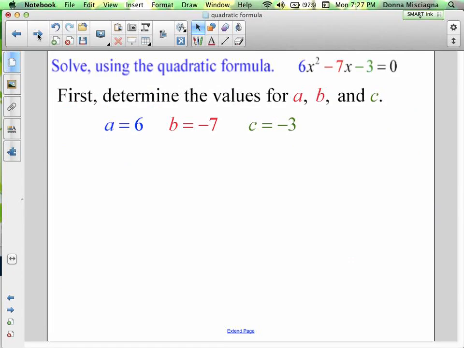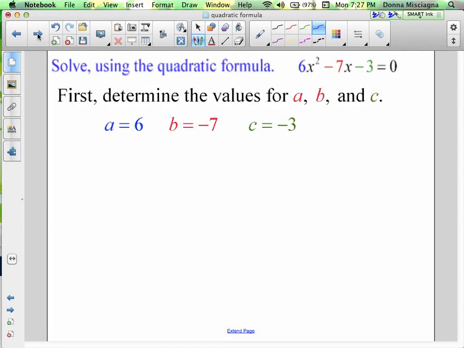And let's take a look at this problem. I'm going to do one problem before I end the podcast. All right, so we're going to solve using the quadratic formula. We first need to determine the values for a, b, and c. So our equation must be in standard form: x squared, then the x term, and the constant equal to 0. And we have that. Once we have that, we can identify our a, b, and c.